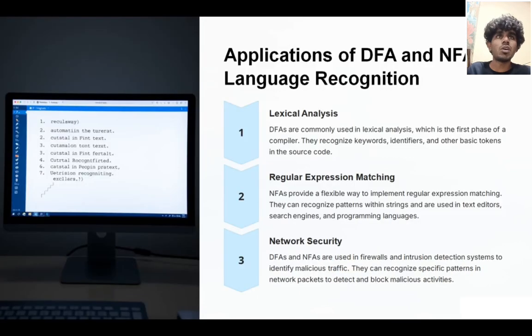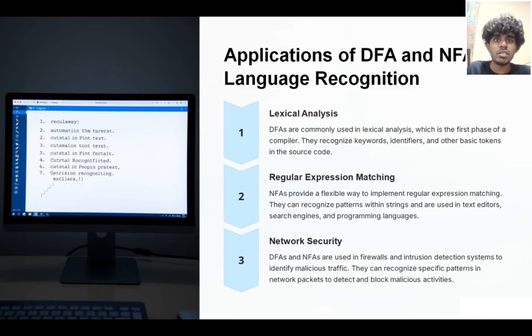Next we go to applications of DFA and NFA in language recognition. Lexical analysis: DFAs are commonly used in lexical analysis, which is the first phase of a compiler. They recognize keywords, identifiers, and other basic tokens in the source code. Regular expression matching: NFAs provide a flexible way to implement regular expression matching. They can recognize patterns within strings and are used in text editors, search engines, and programming languages.